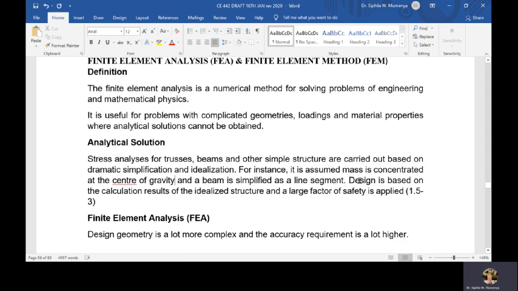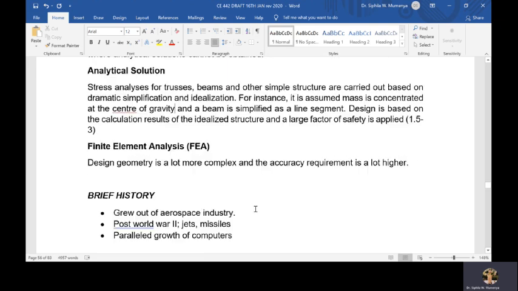For instance, we can assume the mass is concentrated at the center of gravity and a beam is simplified as a line segment. And the design is based on the calculation or results of the idealized structure. And there are also factors of safety which are applied.